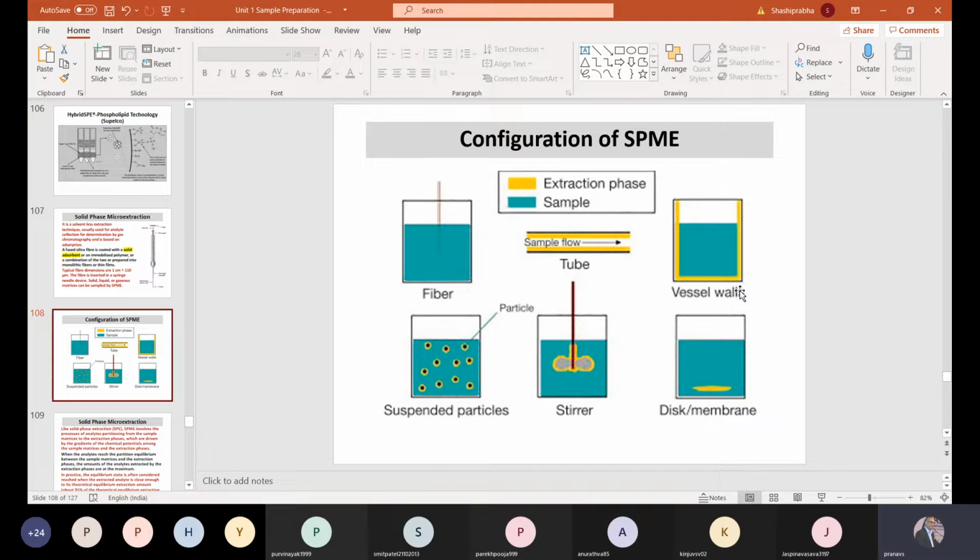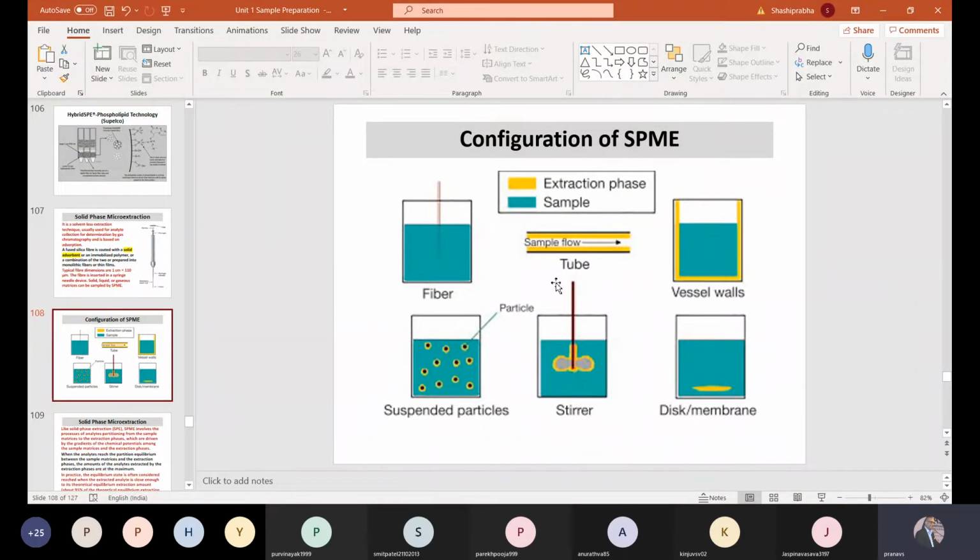Or you can use a vessel. This is a sample. Green is your sample everywhere, and yellow is your extraction phase, the adsorbent, the solid phase. So it is in different configurations.